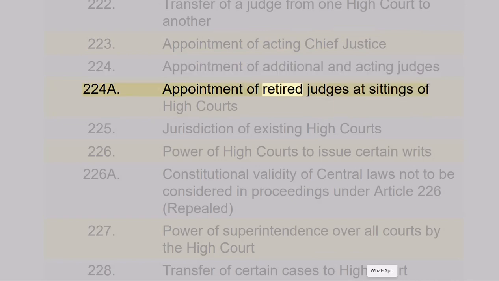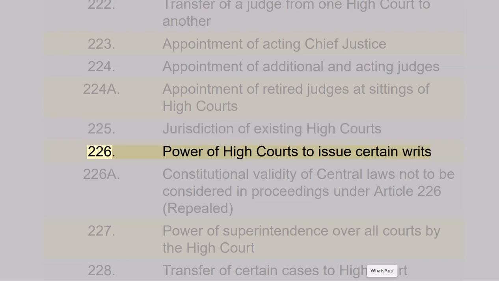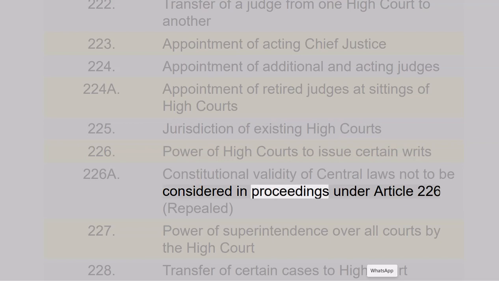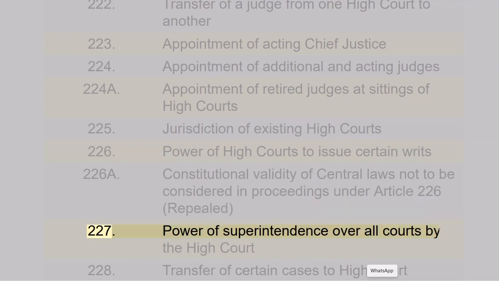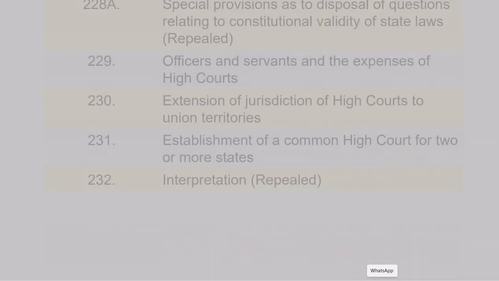224A. Appointment of retired judges at sittings of High Courts. 225. Jurisdiction of existing High Courts. 226. Power of High Courts to issue certain writs. 226A. Constitutional validity of central laws not to be considered in proceedings under Article 226 (repealed). 227. Power of superintendence over all courts by the High Court. 228. Transfer of certain cases to High Court. 228A. Special provisions as to disposal of questions relating to constitutional validity of state laws (repealed).